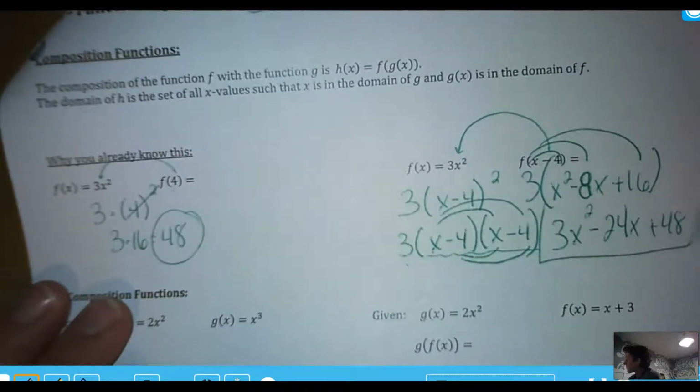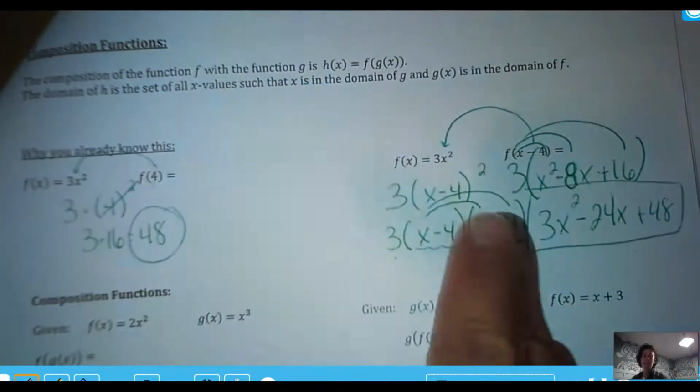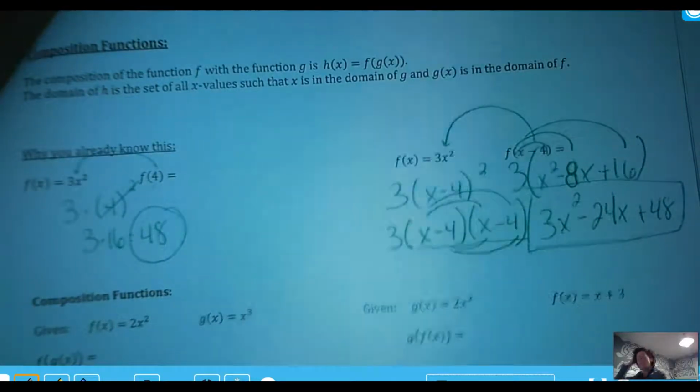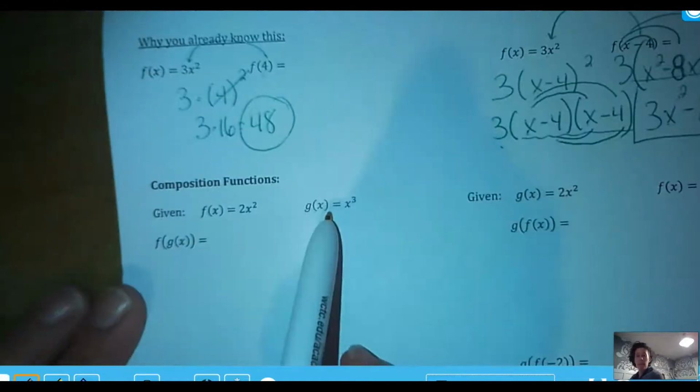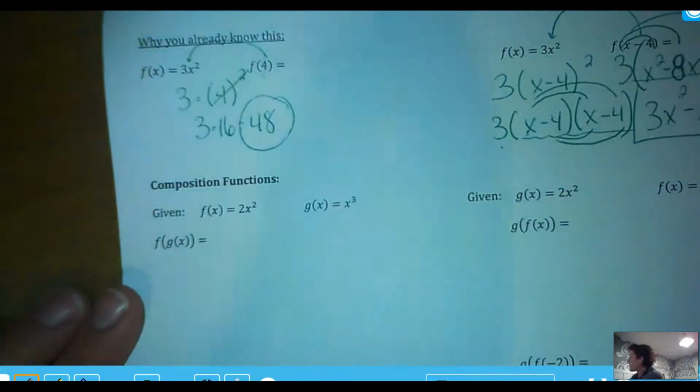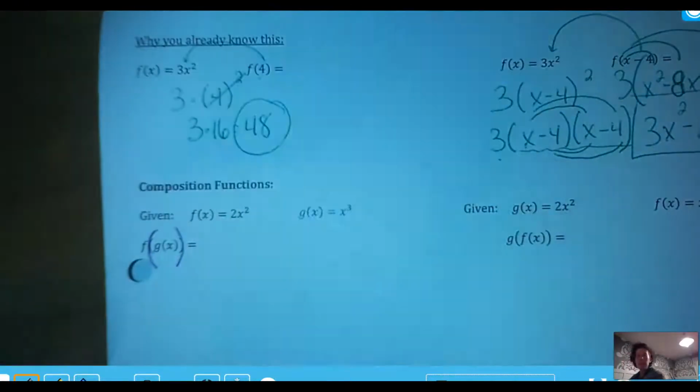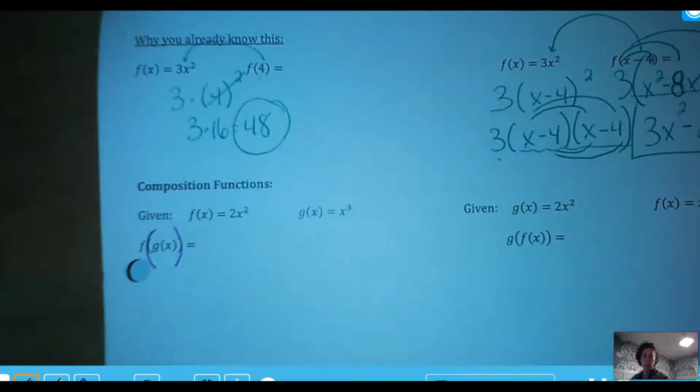And so this is my final answer. And it's this idea here that plays into composite functions. So we have 2 functions, f of x and g of x. And what I'm going to do is, if you notice there's lots of parentheses here, I'm just going to make those outer parentheses stand out just a little bit more.